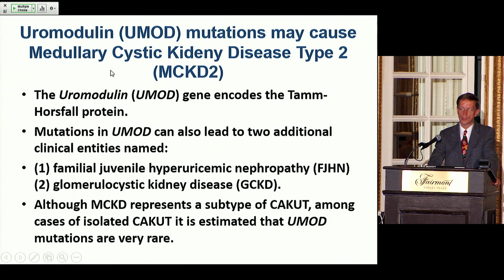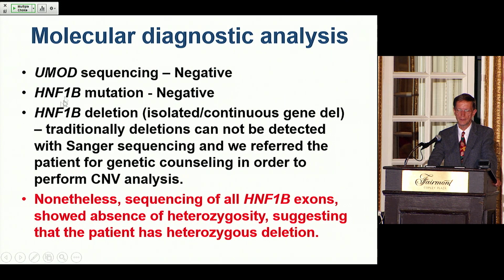We looked into uromodulin, which causes medullary cystic kidney disease type 2. The UMOD gene encodes Tamm-Horsfall protein, and UMOD mutations can lead to familial juvenile hyperuricemic nephropathy, or FJHN, but also to glomerulocystic kidney disease. And although medullary cystic kidney disease, or it's called ADTKD, I think right now, represents a subtype of congenital anomalies of the kidneys and urinary tract, this is a very, very rare outcome. And we did not find any mutations in UMOD. Neither did we find point mutations in HNF1 beta.